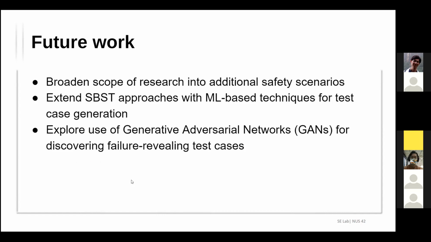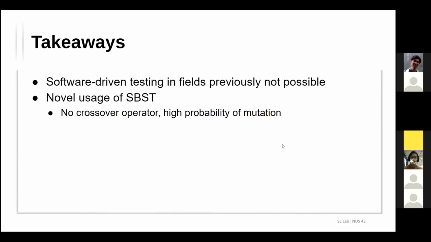Yeah. So the future work authors mentioned they might broaden the scope of research into more scenarios. They might extend the approach with ML-based techniques, and they might explore alternative ML techniques such as use of GANs for discovering more failure-revealing test cases. So that's it for the paper.